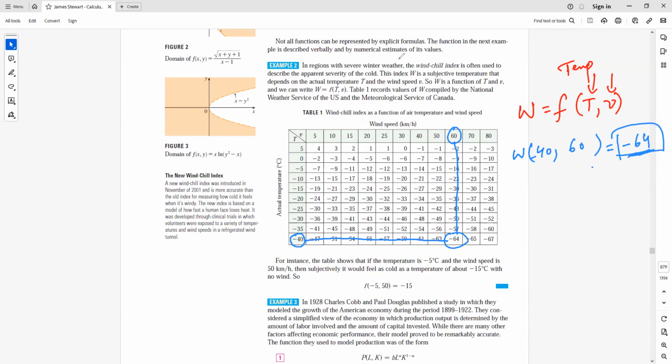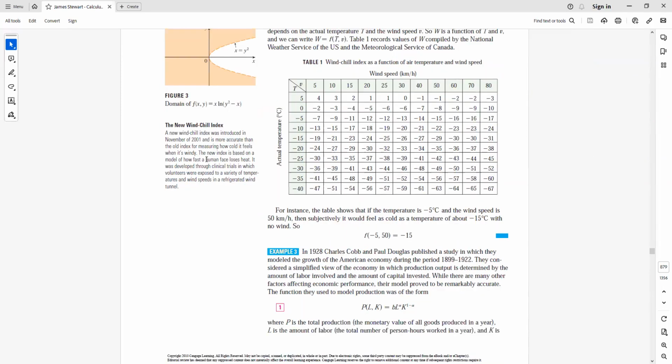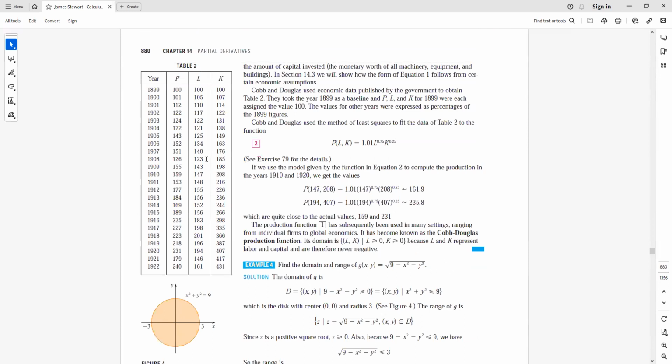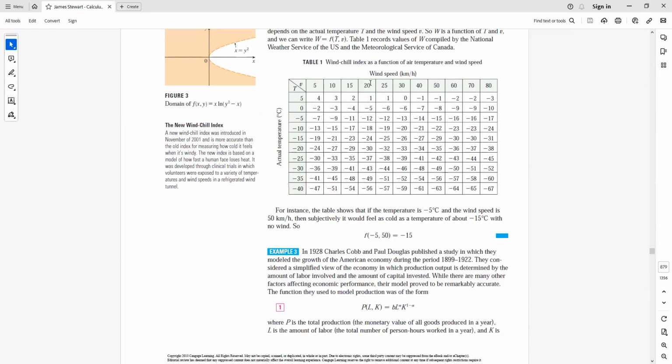So similarly, we may have more examples like this. Let's say we have a Cobb-Douglas function, right here, that is P of (L, K). So it's a function that depends on L and K, and the function is defined like this.